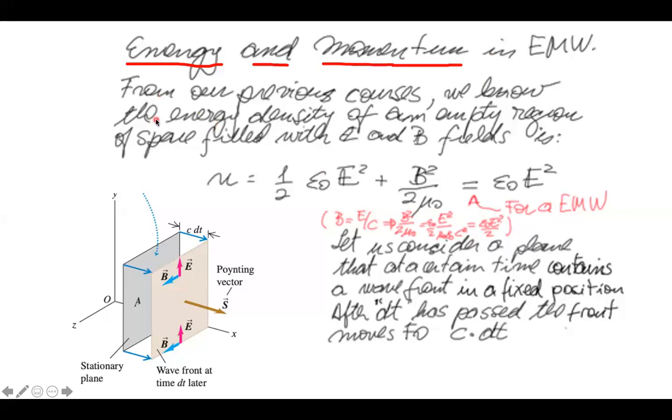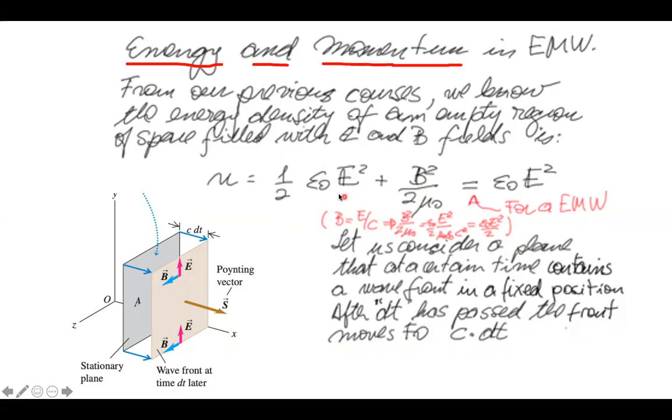So what we have learned in our previous courses is that the energy density of a field, in joules per cubic meter in MKS systems, is simply defined as half epsilon naught E squared plus B squared over 2 mu naught. This is essentially the energy density of any field configuration, any free region of space where only E and B exist.